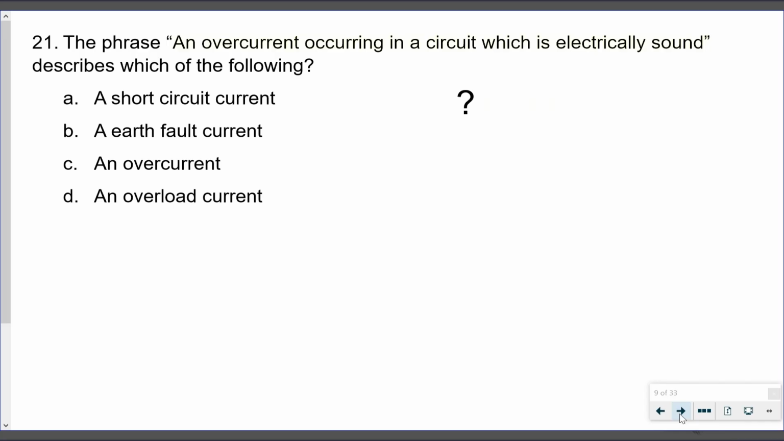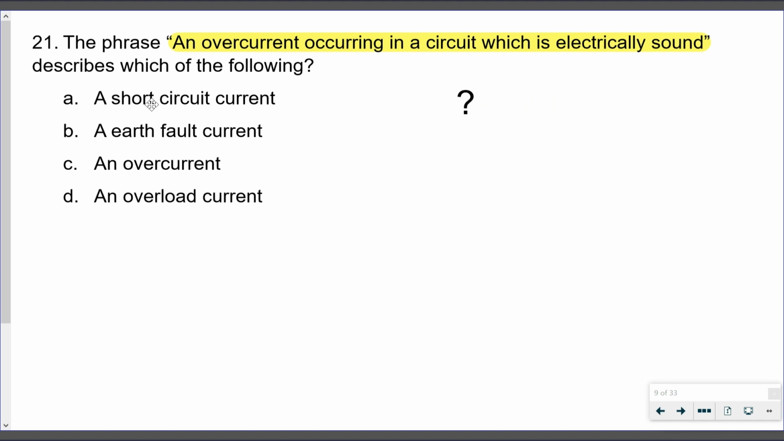So, question 21, the phrase an overcurrent occurring in a circuit which is electrically sound describes which of the following, and then we've got short circuit current, earth fault current, an overcurrent, and then we've got an overload current. So it says an overcurrent occurring in a circuit which is electrically sound. So there's the general overcurrent term.